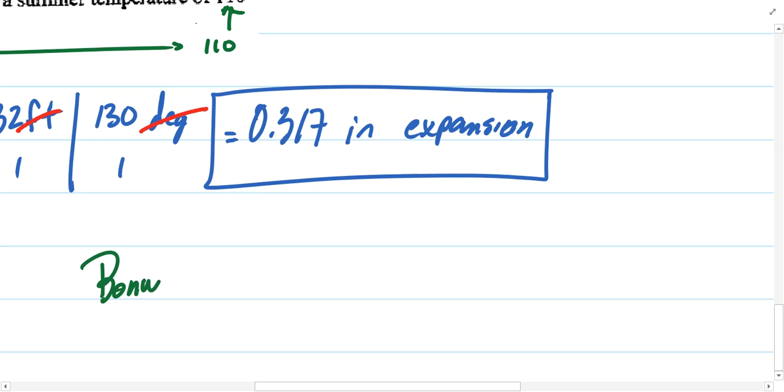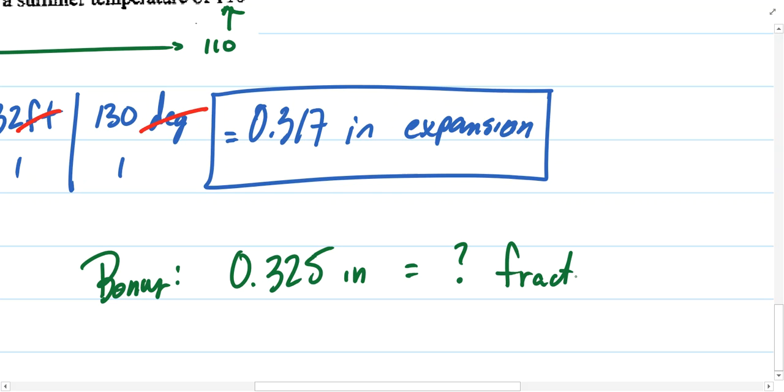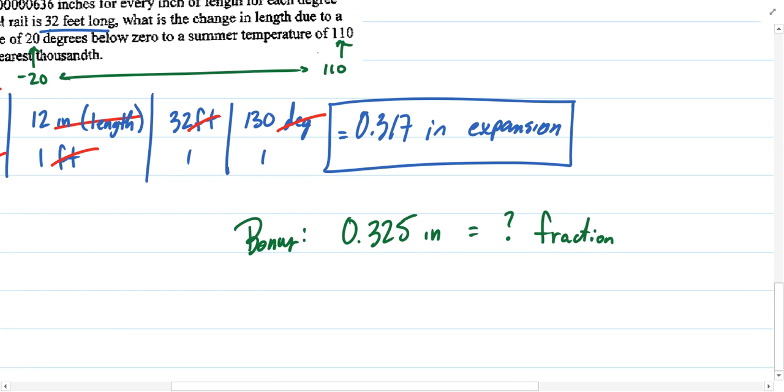For extra credit or bonus opportunity, let's say this, 0.325 inches is equivalent to what fraction? Some of you will know that right off the top of your head. So you'll know what the fractional expansion ought to be approximately in 0.317 inches of expansion.